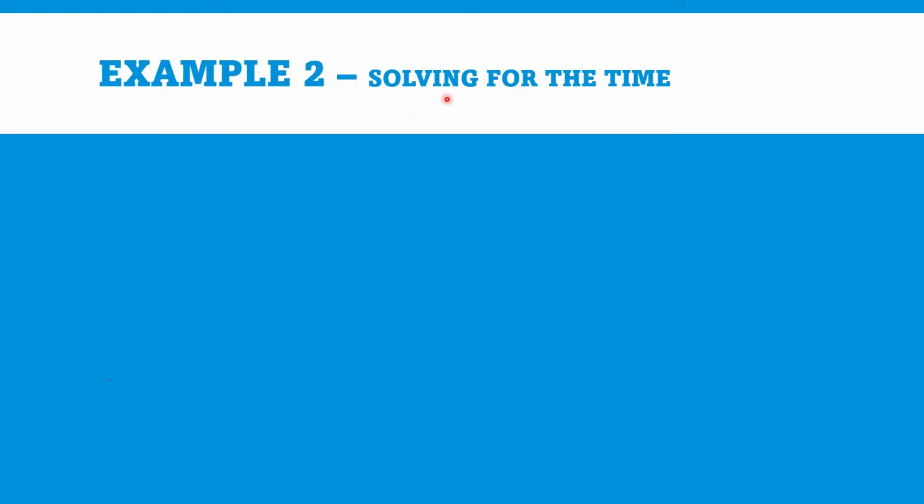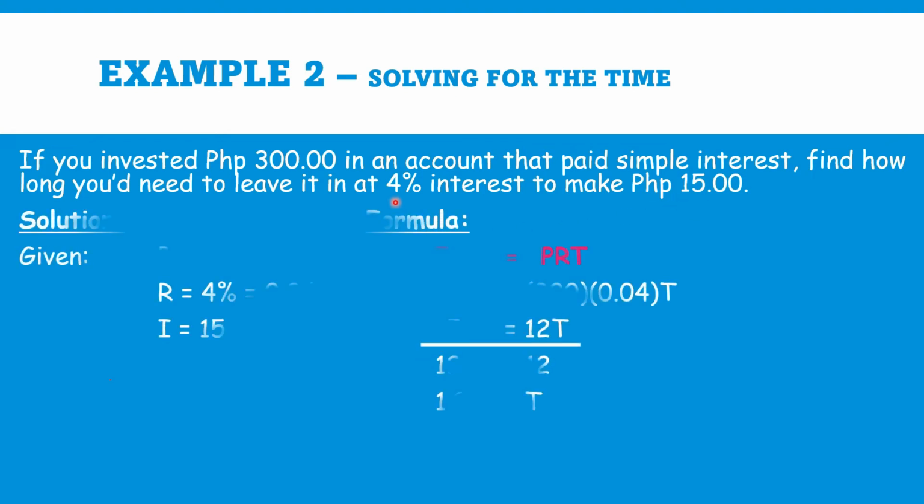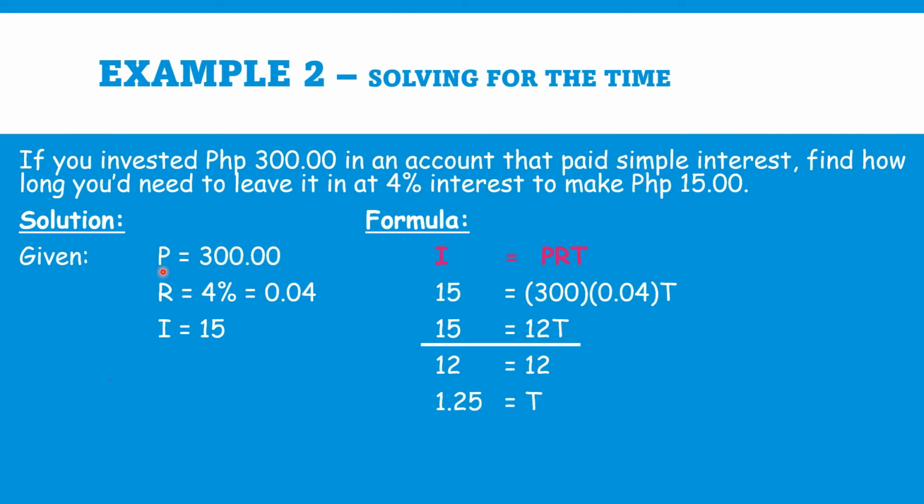Example number 2, solving for the time. Okay, if you invested 300 pesos in an account that paid simple interest, find how long you need to leave it in at 4% interest to make 15 pesos. So the question is, hanggang kailan mo ilagay ang 300 pesos para magkaroon siya ng interest na 15 pesos at a rate of 4%. So here is the solution. Given the principal is 300 pesos, rate is 4% or 0.04, and the interest is 15.